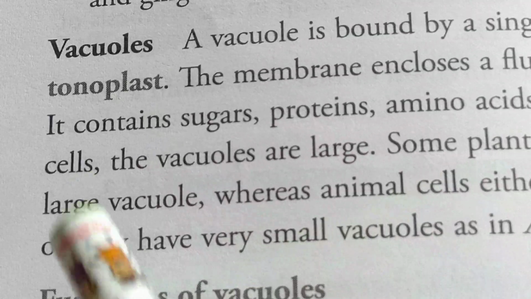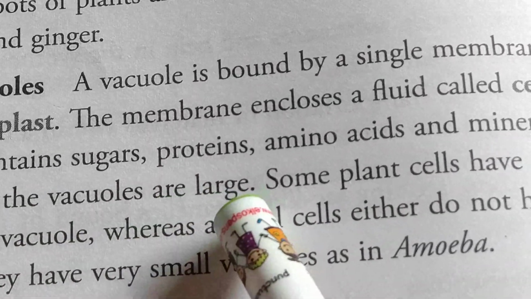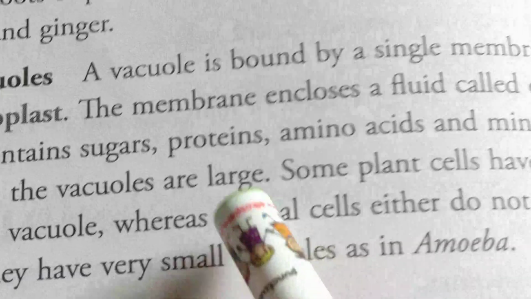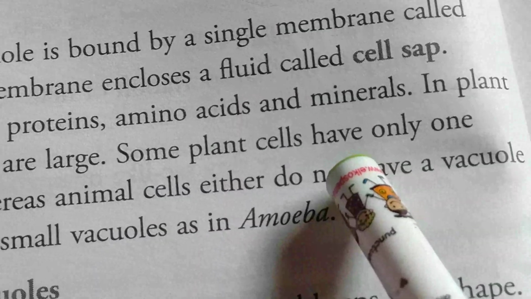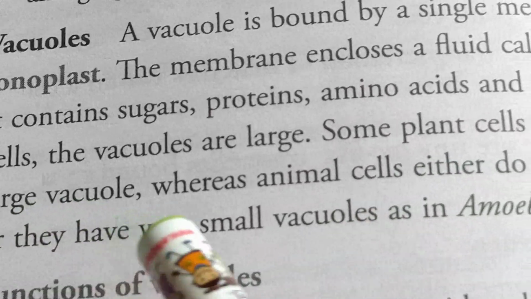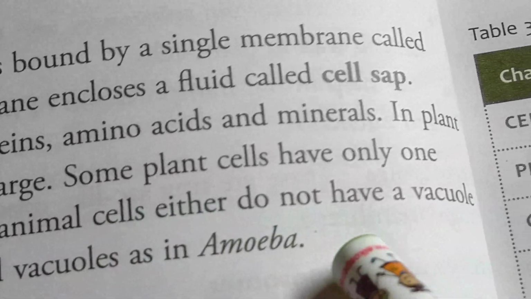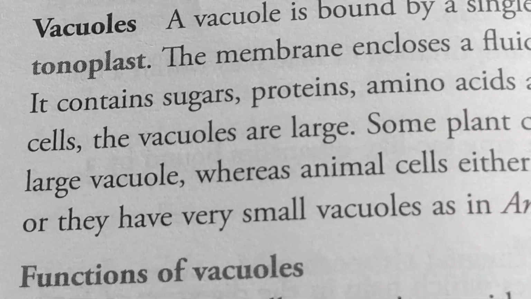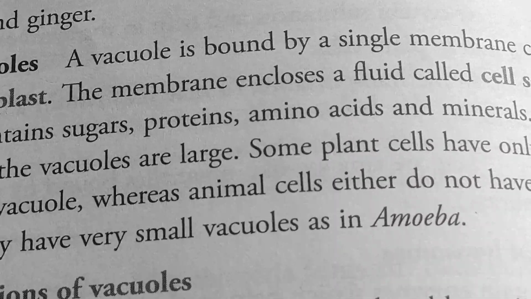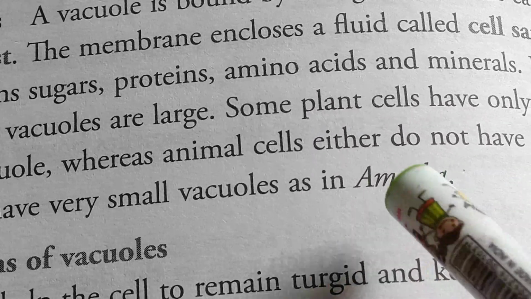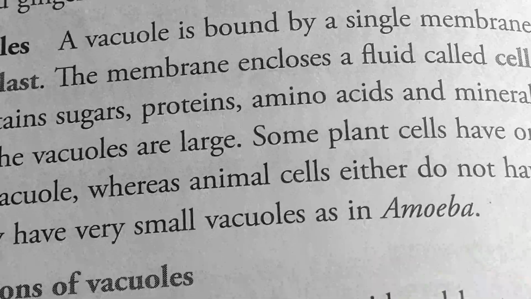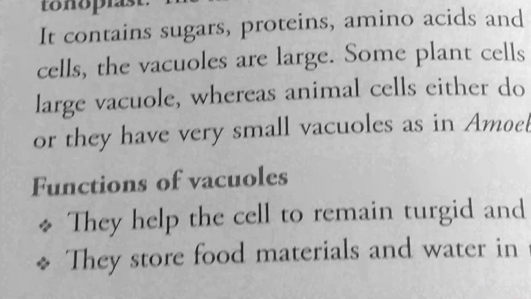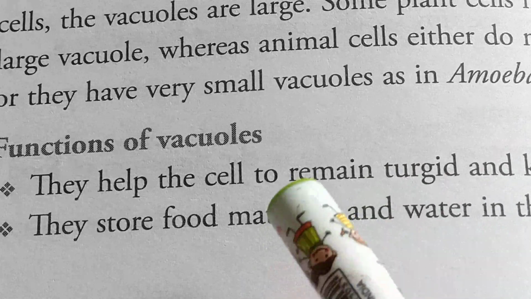In plants, the vacuoles are large. Some plant cells have only one large vacuole, whereas animal cells either don't have a vacuole or have a very small vacuole, as in amoeba. Normally, animal cells do not have a vacuole, and if present, it is very small, like in amoeba.